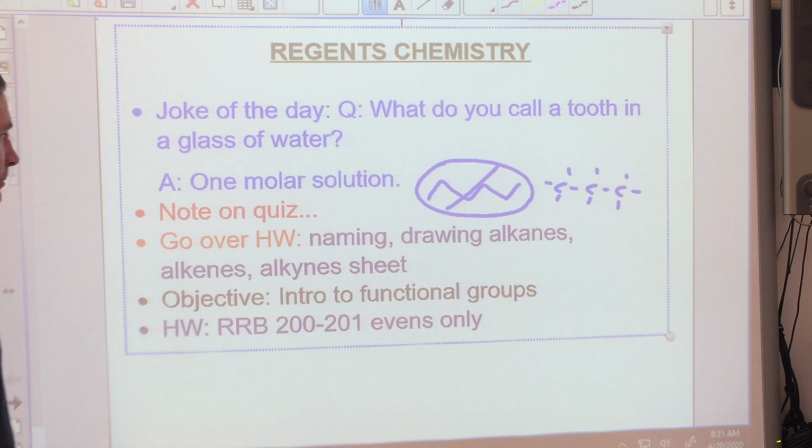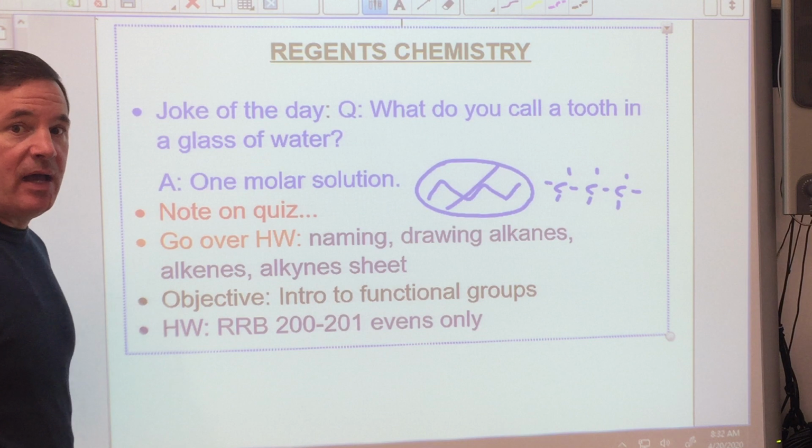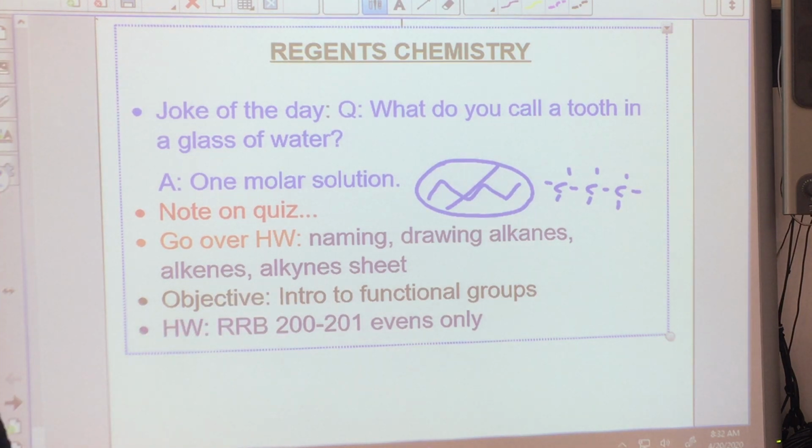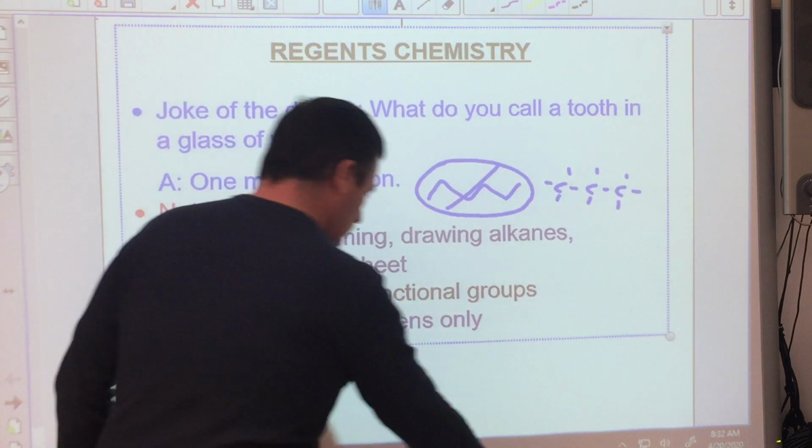All right? We're going to be going over the homework, naming, drawing alkanes, the type sheet that was assigned. It probably took you some time, but it's good practice. And then today we're going to introduce functional groups, which is the second to last thing in this unit. All right, so let's take a look here.